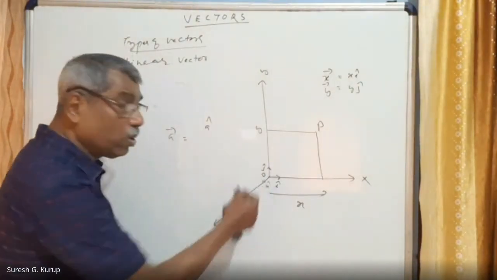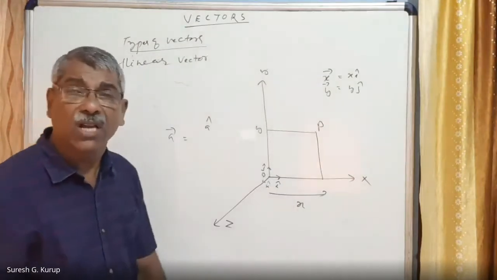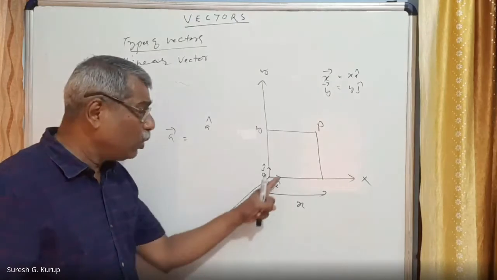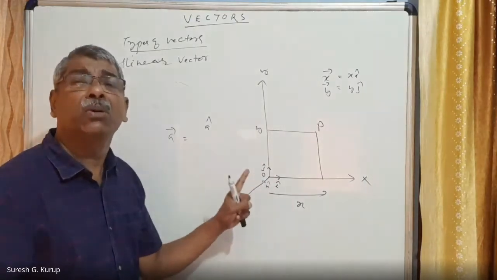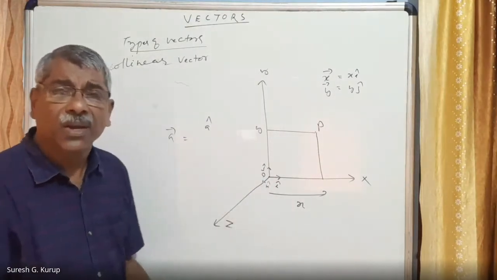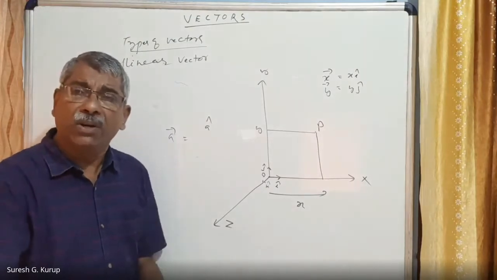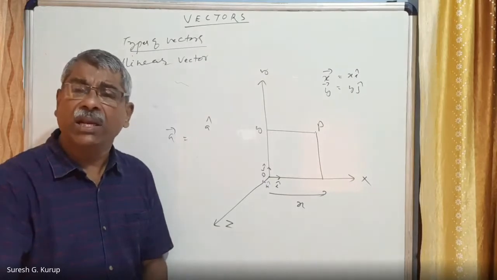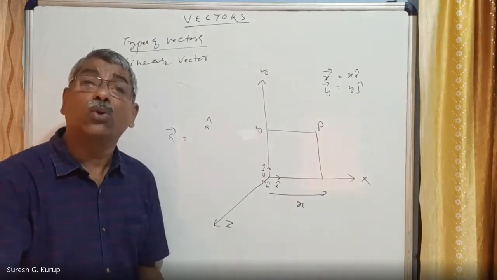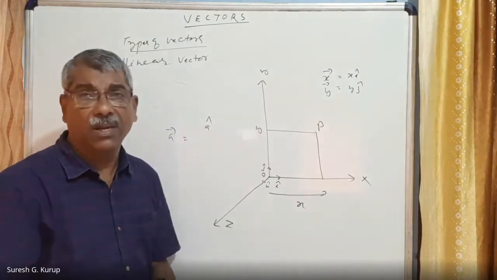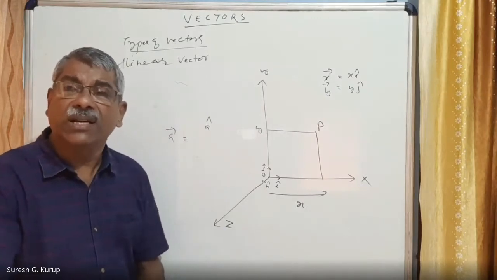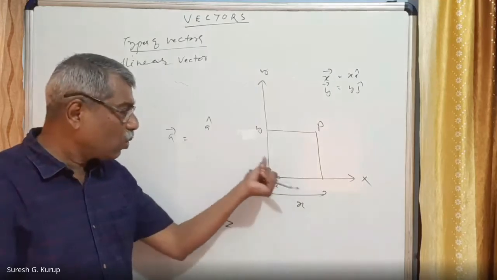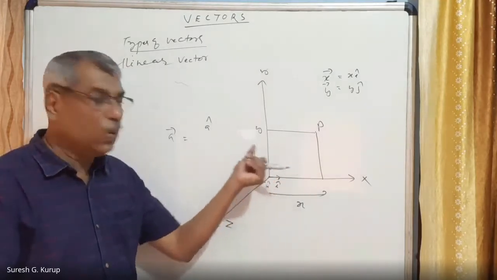These are called orthogonal unit vectors. Orthogonal unit vectors are unit vectors which are perpendicular to one another. Two vectors which are perpendicular to each other are called orthogonal vectors. If one vector makes an angle of 90 degrees with the other, they are called orthogonal vectors. They are sometimes also called rectangular vectors.